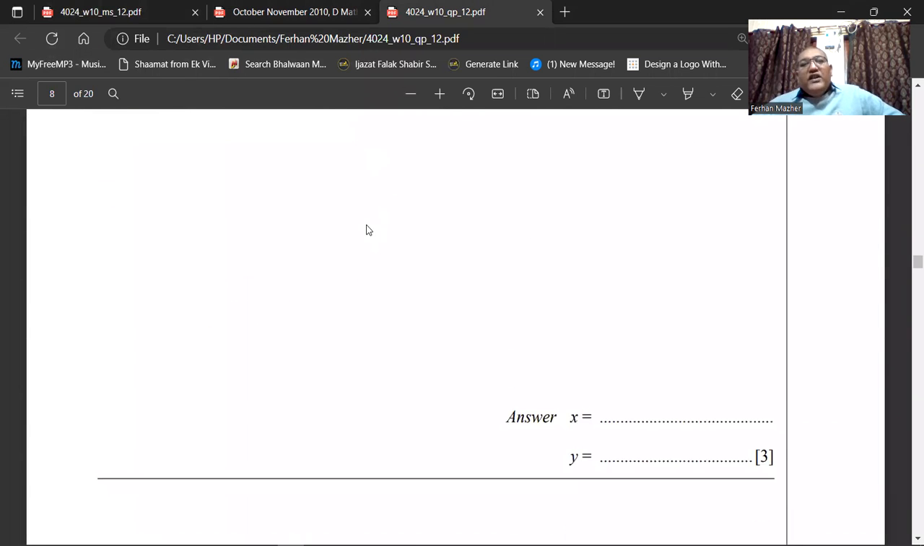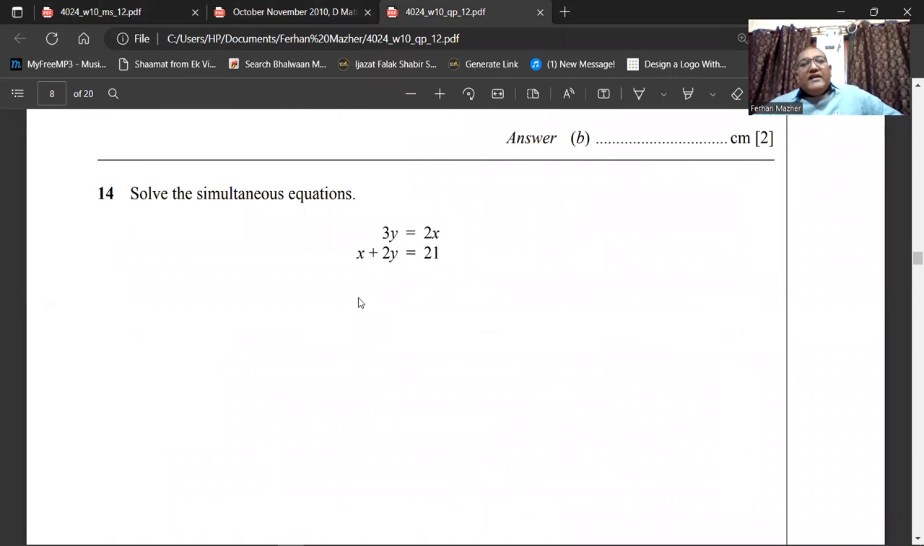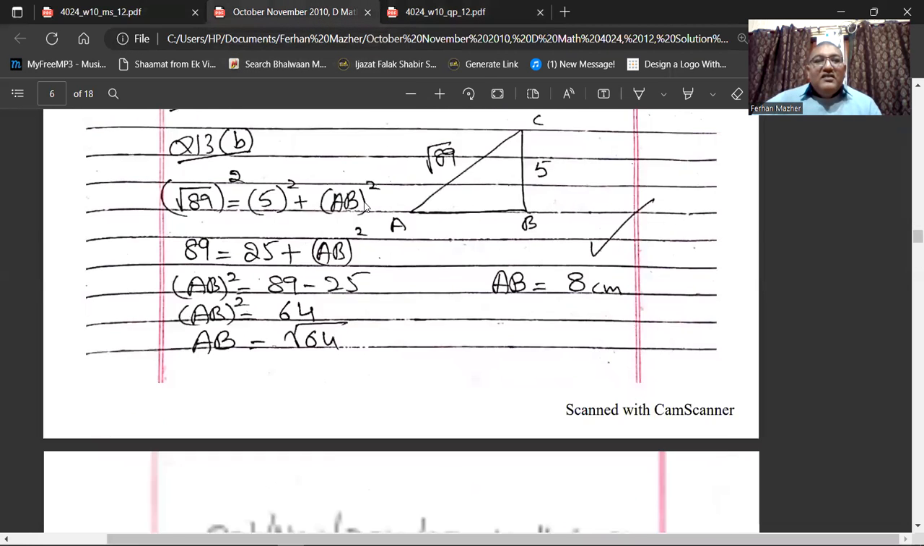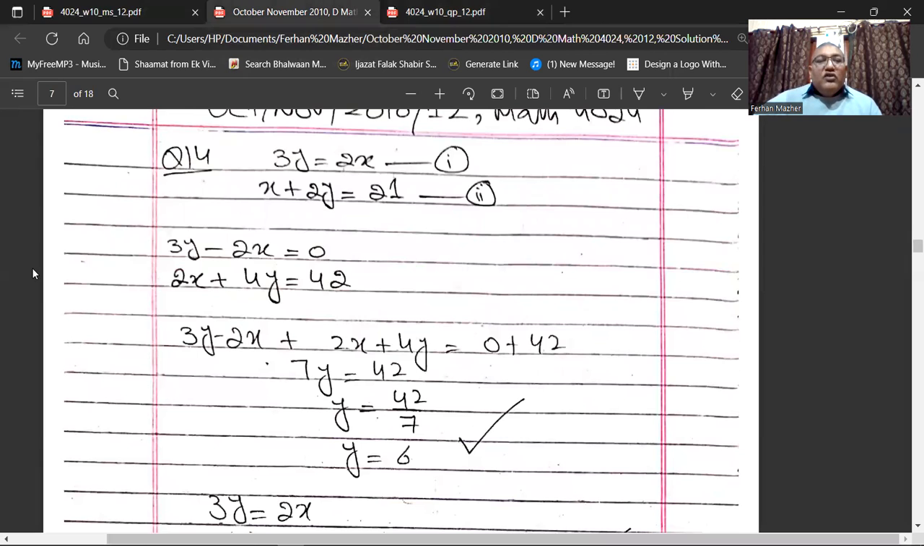Okay, so the next question coming up, this is question number 14 of 3 marks, and it's about simultaneous equations. Here he says 3y equals 2x and x plus 2y equals 21. So there can be many methods to solve it. Okay, so 3y equals 2x, x plus 2y equals 21.